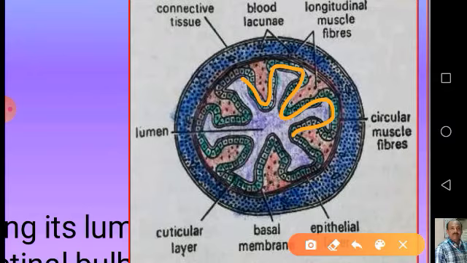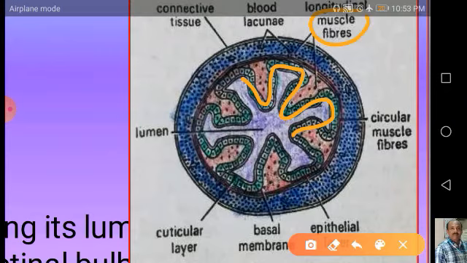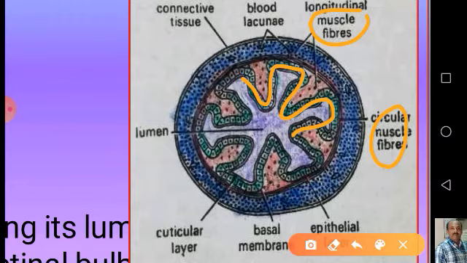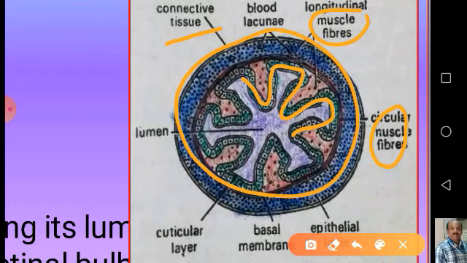The cells rest on the basal membrane, and it is enclosed by musculature consisting of a thick outer layer of longitudinal muscle fibers, and then circular muscle fibers. The outermost layer of the wall of the midgut consists of connective tissue. This is the outermost layer, which is connective tissue. The epithelial lining is thrown into many folds, reducing the lumen into narrow tube-like chambers.